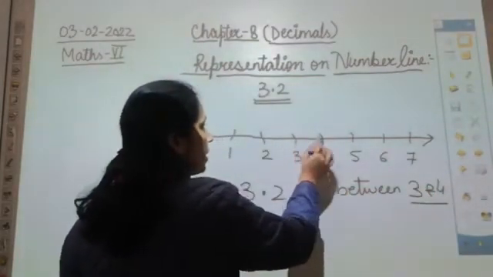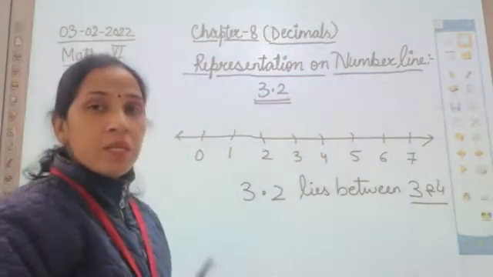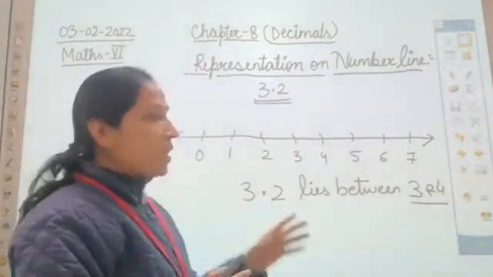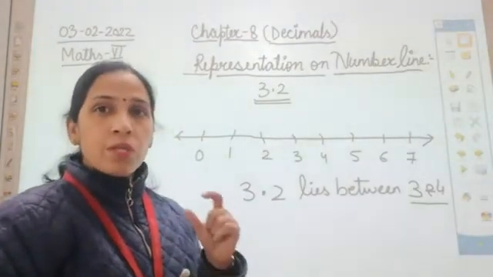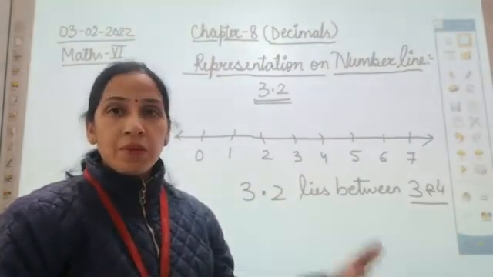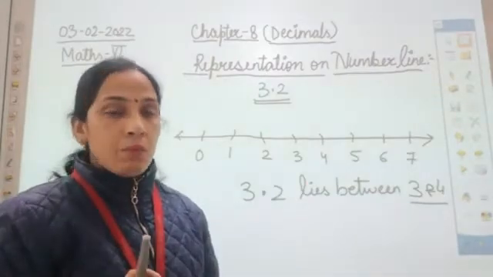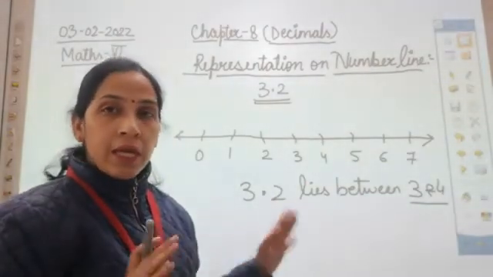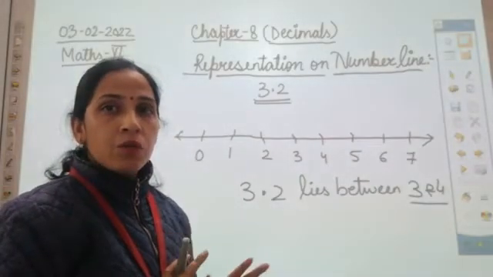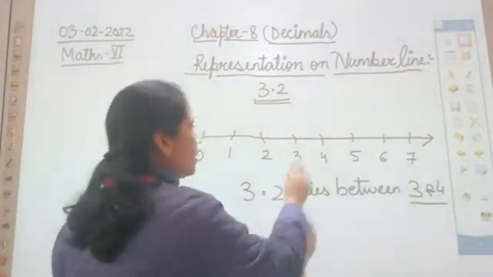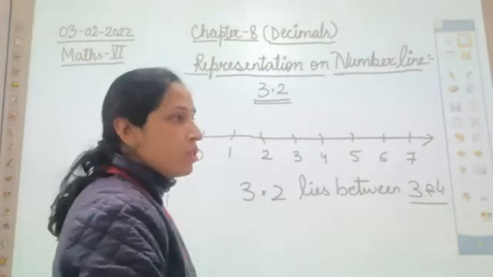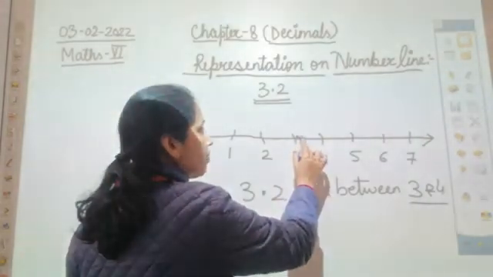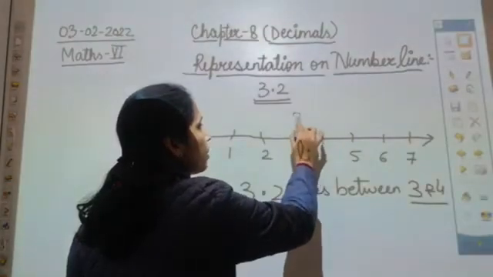It means between 3 and 4 you must be having 10 points. Now in a fraction we look at the denominator and divide the number line into that many parts. But here in a decimal number we will have 10 divisions between 2 points. So between 3 and 4 we have 10 points: 3.1, 3.2. The second point will be 3.2.